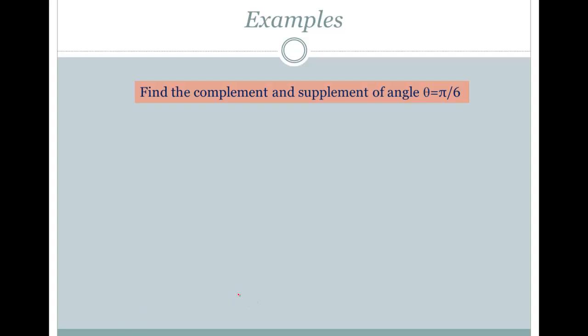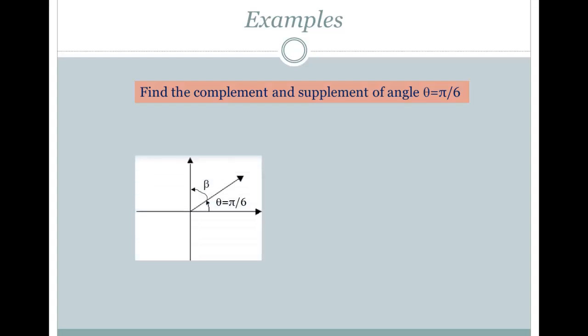Let's do an example here. Find the complement and supplement of the angle pi over 6. Basically, what I want to do here is find what angle I add to pi over 6 to get pi over 2.